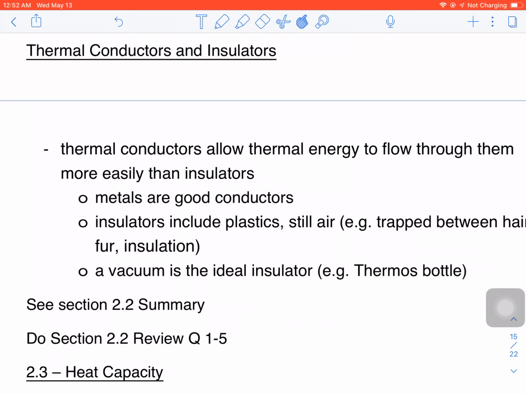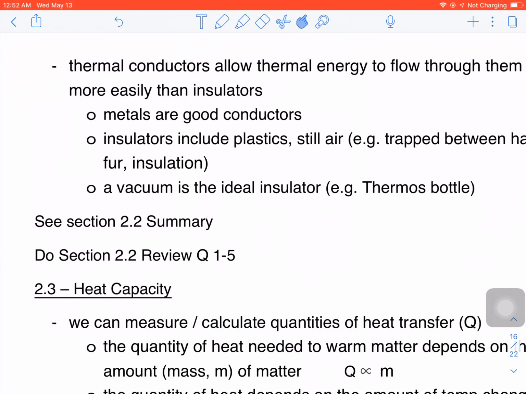And then ultimately, the best insulator is a vacuum, right? Because if there's no particles in the vacuum, there's nothing to carry that thermal energy or that motion through the vacuum, right? And ultimately, things like thermos bottles and other types of insulated containers have got either gases in them that do not transmit energy very well, or might even have a vacuum in them, and the vacuum means it's not going to allow for thermal energy transfer.